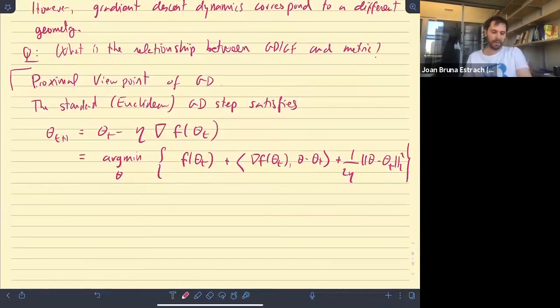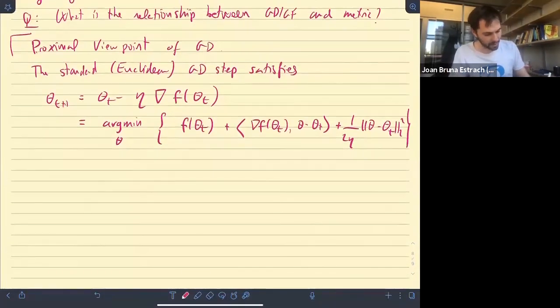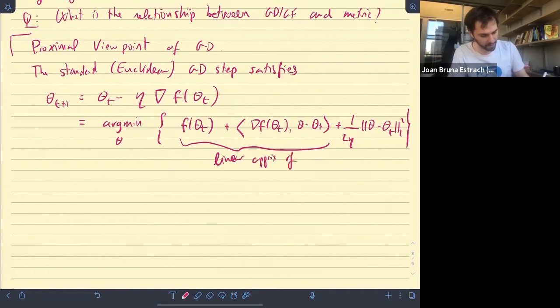You can verify that what you have inside these brackets is a quadratic function in theta, so you can find the global minimum in closed form. And the global minimum of this function is exactly theta t plus 1. So we have one term that is the linear approximation of f at theta t, and the other is what we call the proximity term.